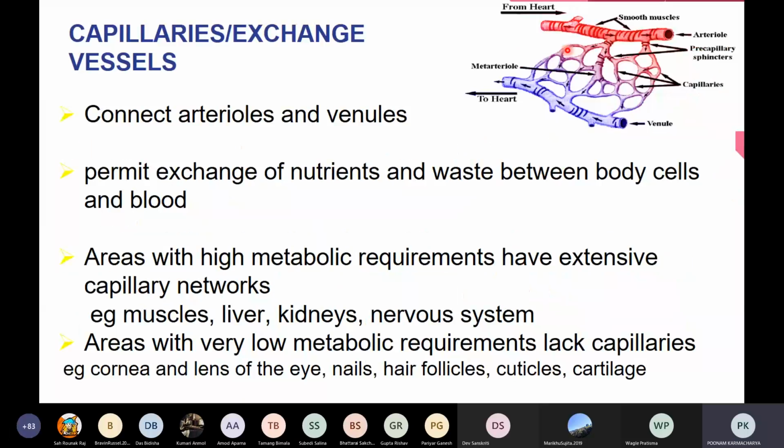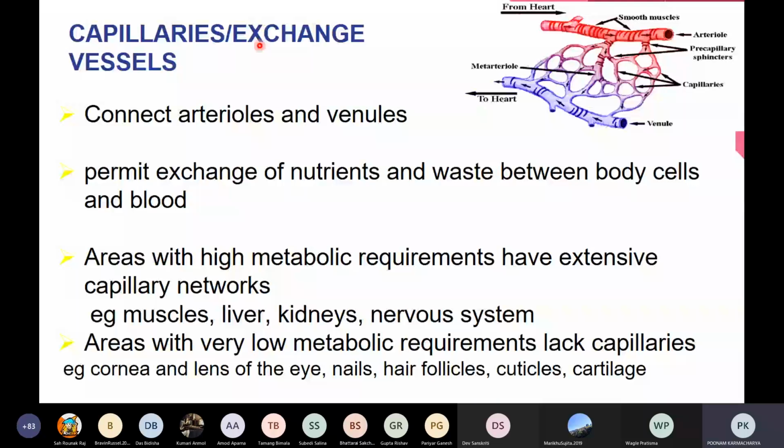Then we have the capillaries, also called the exchange vessels. I think you know about this: in the capillaries, there is going to be the exchange of nutrients and waste between the body cells and the blood. That is why they are called the exchange vessels. So exchange vessels are the vessels which allow easy exchange of the nutrients and the waste between the body cells and the blood. That is why they are called the exchange vessels, right?